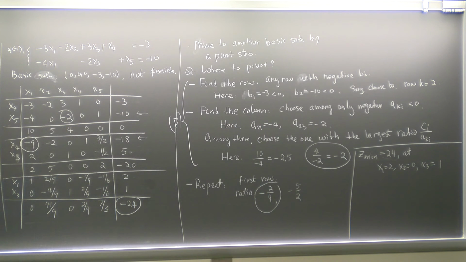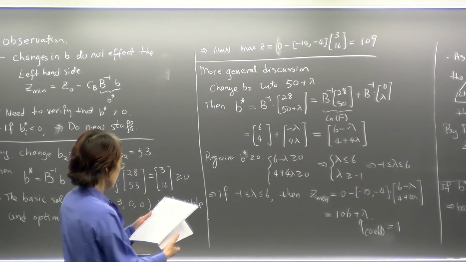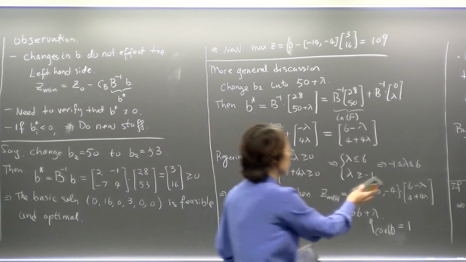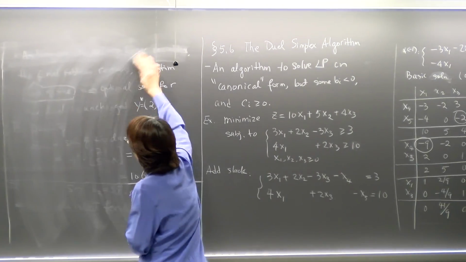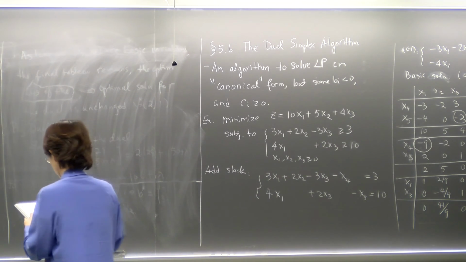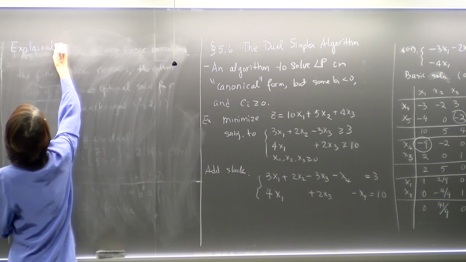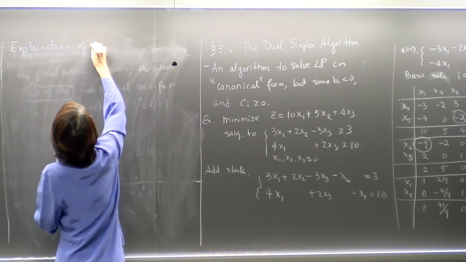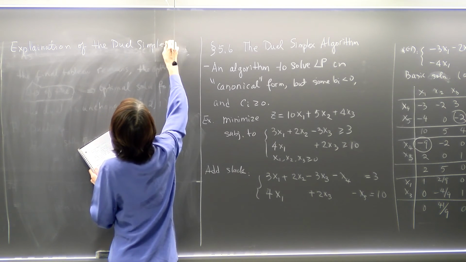Okay. So let's try to explain why this happens. The problem is there. Okay, I can start from here, can I? I would like to have the tableau close to it. Okay, let me start from here. Let's try to explain why this is happening and why this works. I mean, any reason this is working? Explanation of this algorithm, the dual simplex algorithm.